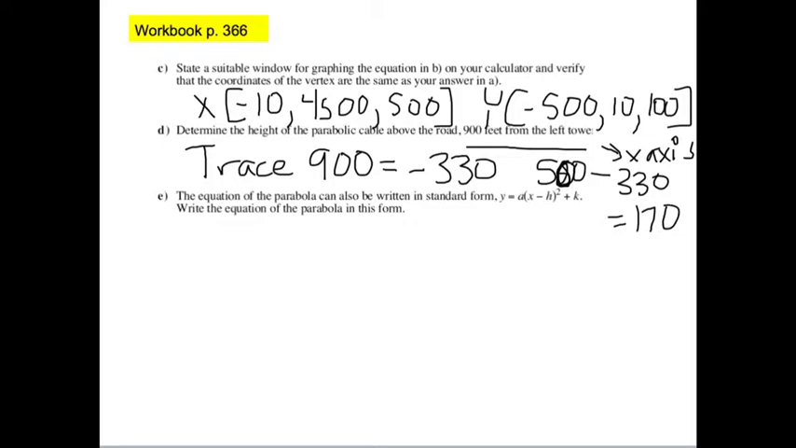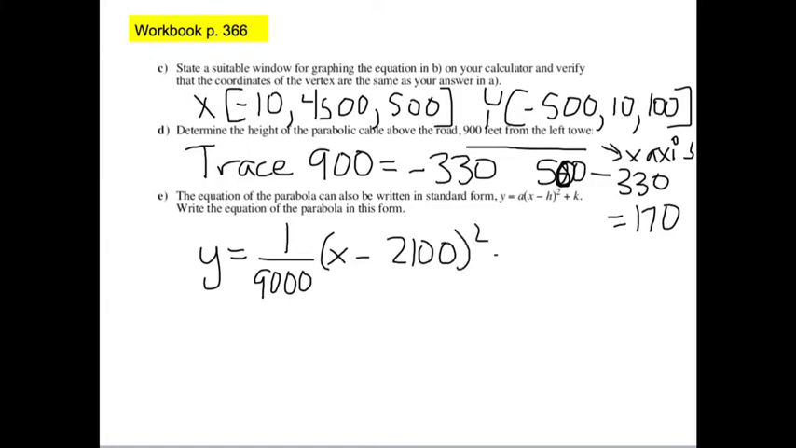And in E, the equation of the parabola can also be written in standard form. Y is equal to a, x minus h squared, plus k. We have a, and we've got the vertex, so it's pretty easy to do. Our a is going to be 1 over 9,000, as we've had before. And your vertex, if you recall, is 2,100 and negative 490. So that's going to be y equals 1 over 9,000 times x minus 2,100 squared, minus 490, because your vertex is 2,100 and negative 490.